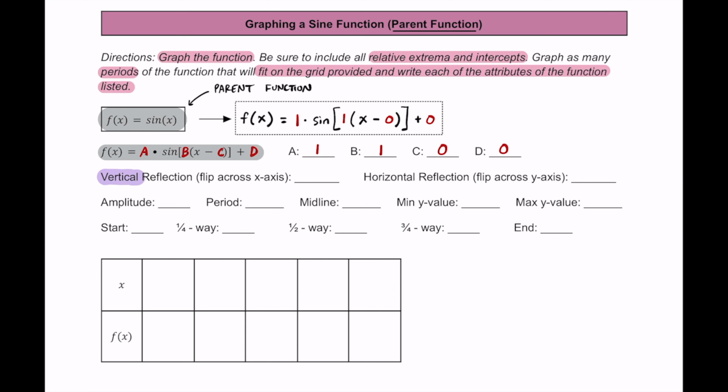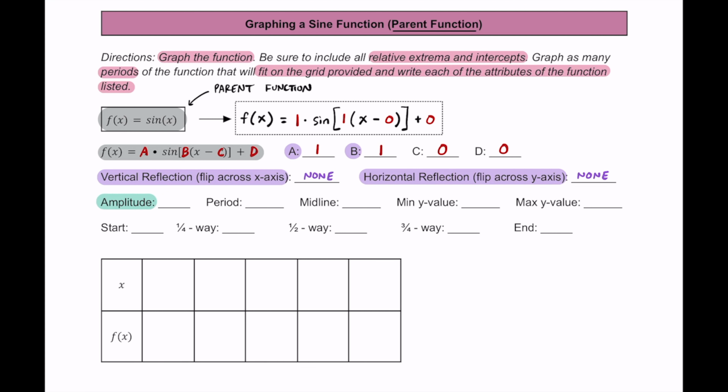Now, the parent function is not going to have a vertical reflection or a flip across the x-axis, because that would only happen when the value of a is negative. So in this particular case, we can say that there is going to be no vertical reflection. On that same idea, if you're wondering if there's going to be a horizontal reflection or a flip of the graph across the y-axis, that is going to be dictated by the value of b. If b is negative, you're going to have a reflection across the y-axis, or a horizontal reflection, but again, this is the parent function, so we're going to have no horizontal reflection.